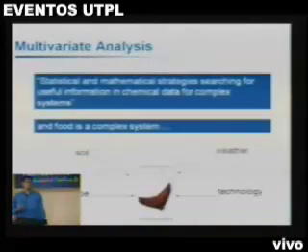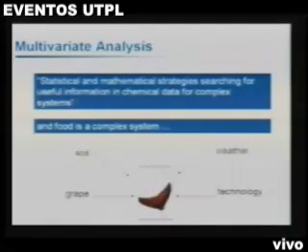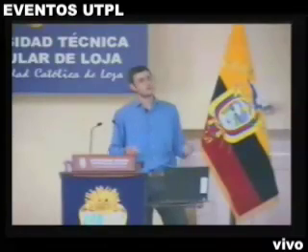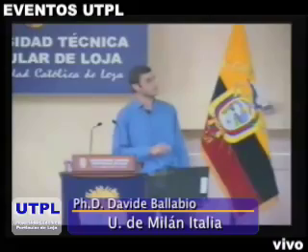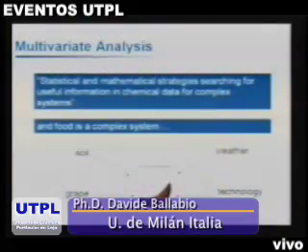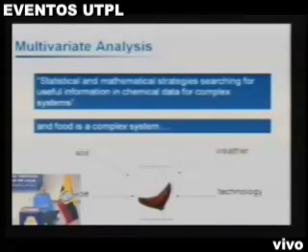Okay, this is the basic definition of what multivariate statistics is. It's an ensemble of statistical tools that are used to extract information from complex systems. So it's a statistical approach for understanding a complex system. Now, what is a complex system? A complex system is a system where you have several variables, several parameters affecting this system.